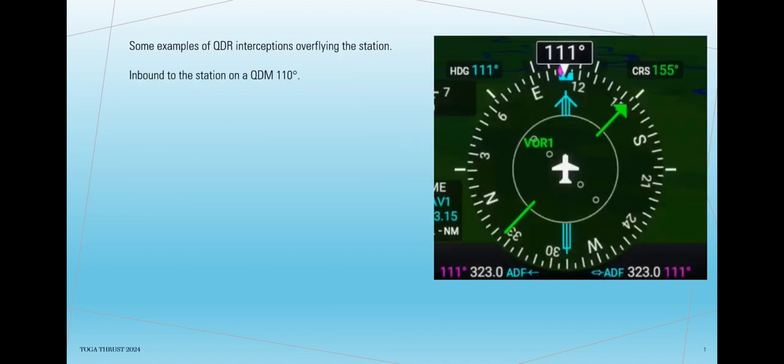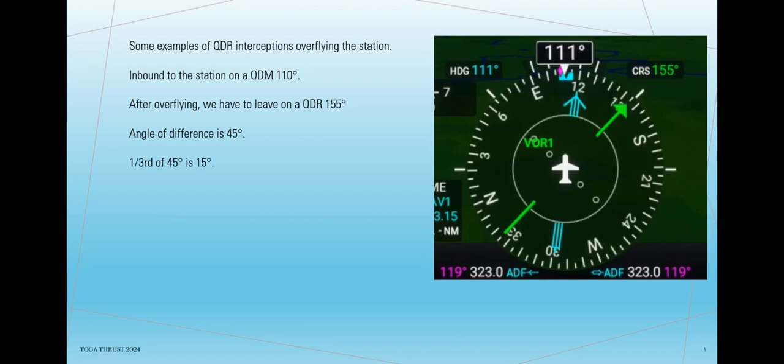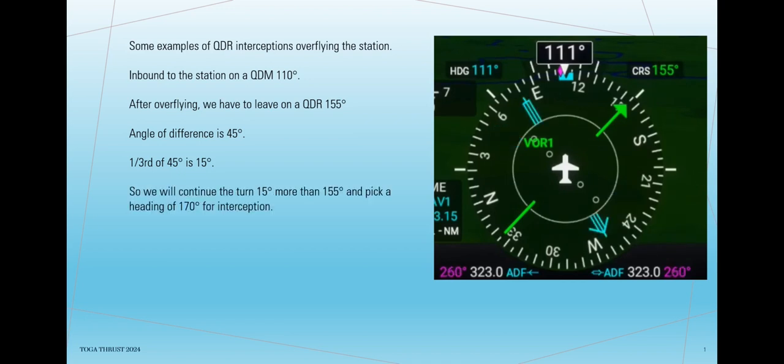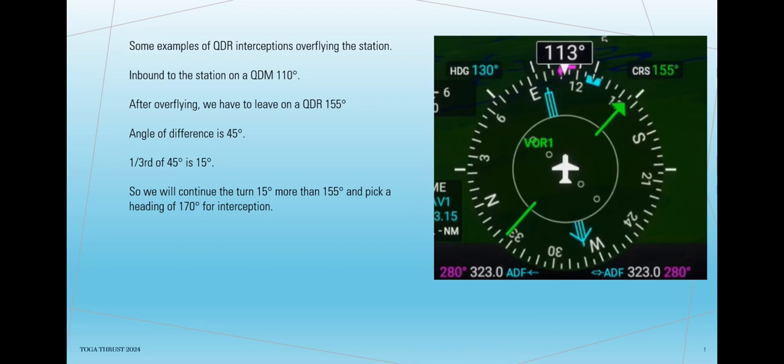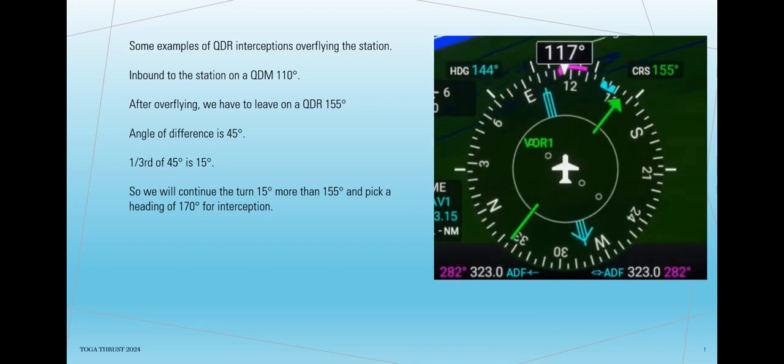Inbound to the station on a QDM 110 degrees. After overflying, we have to leave on a QDR 155 degrees. Angle of difference is 45 degrees. 1/3 of 45 degrees is 15 degrees. So we will continue the turn 15 degrees more than 155 degrees and pick a heading of 170 degrees for interception.